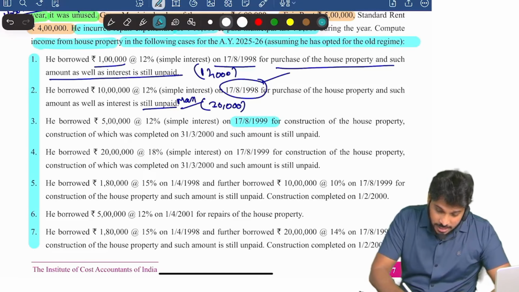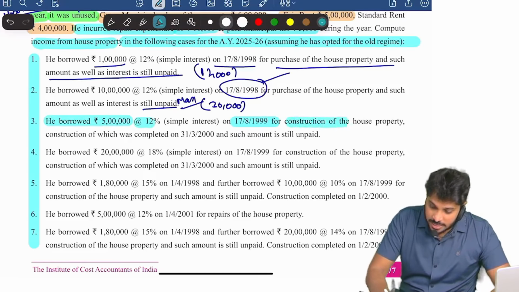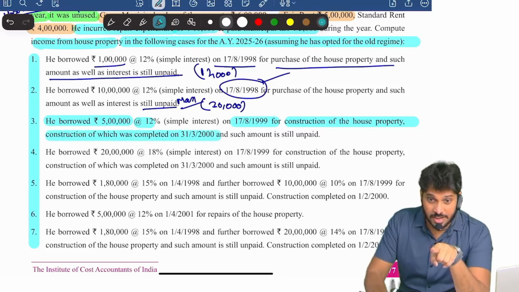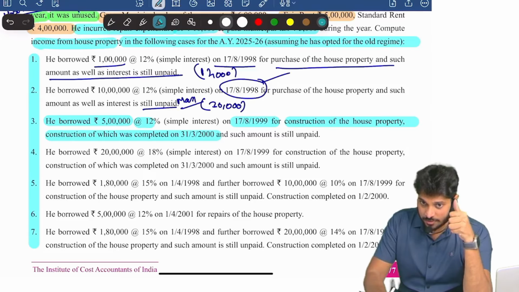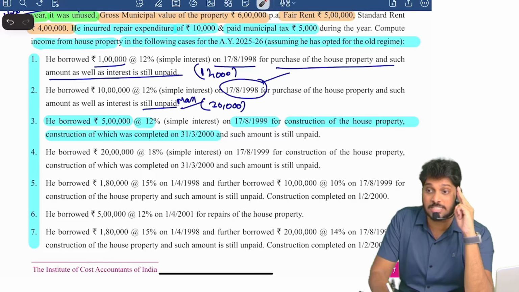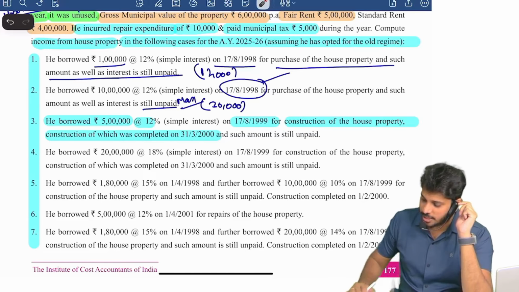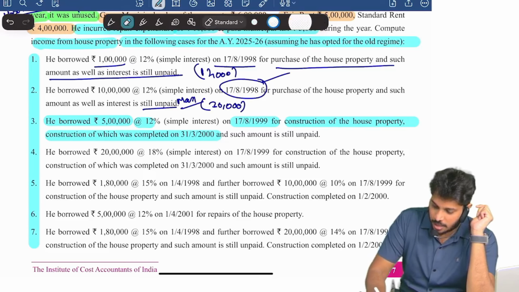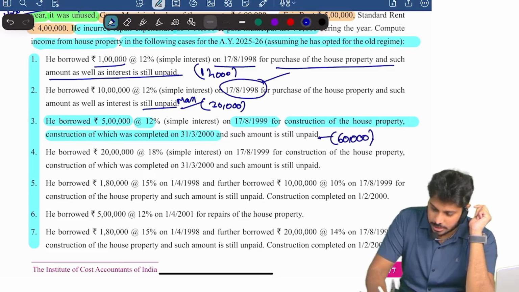Again here, the loan was borrowed on or after 1st April 1999. He borrowed 5 lakhs at 12%, and construction of the house property was completed on 31st March 2000. Construction was completed within 5 years from the end of the year in which the loan was borrowed. So the loan was borrowed on or after 1/4/1999, construction was completed within 5 years, and the loan is borrowed for purchase or construction purpose. Therefore, maximum 2 lakhs will apply. Actual interest is 12%, but here they incurred only 60,000, so he can claim the entire 60,000.